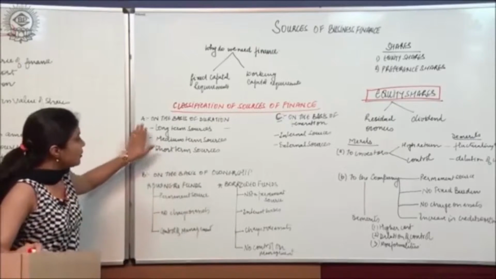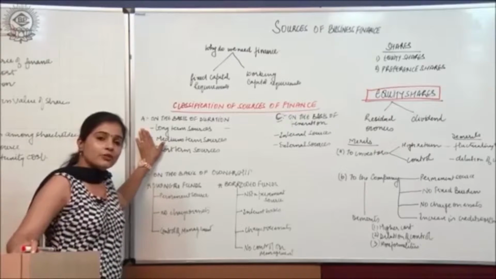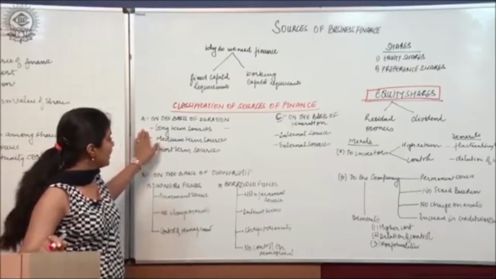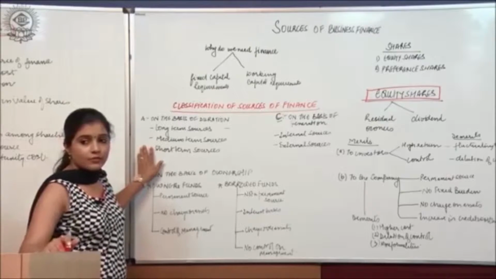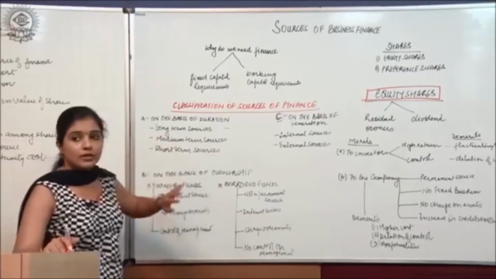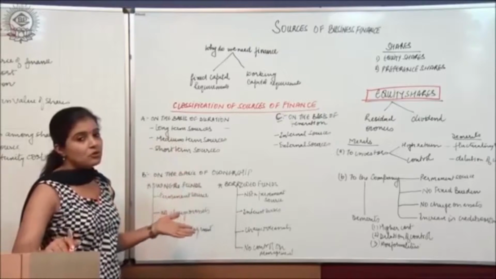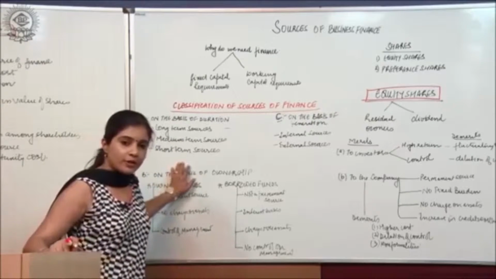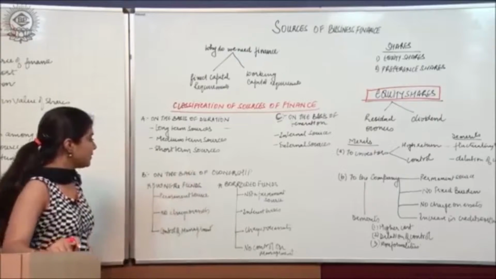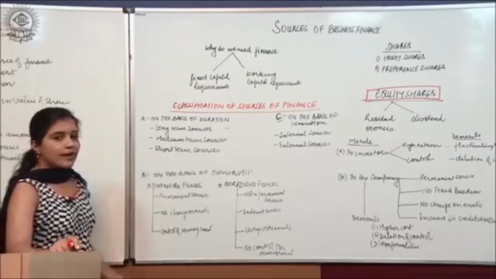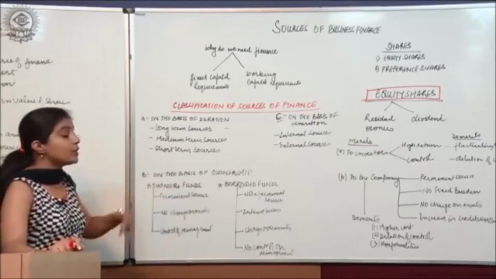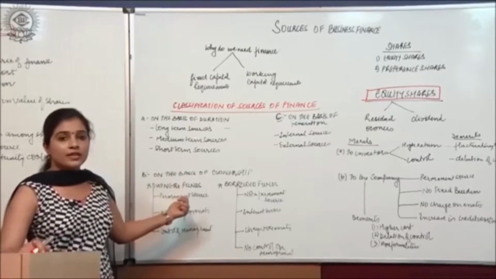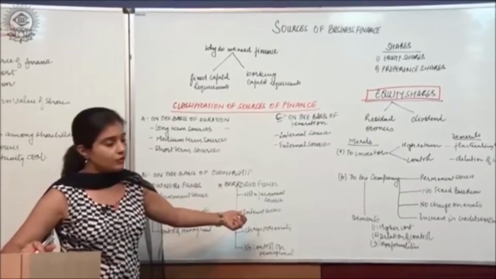Alright, I repeat, long-term sources of finance give me money for a period more than 3 to 5 years. Right? Medium-term sources of finance give me money for a period more than 1 year but less than 3 to 5 years. And short-term sources of finance give me money for a period less than 1 year. Right? Secondly, we can also categorize them on the basis of ownership. Alright? It can be categorized into two, that is owner's funds and borrowed funds.